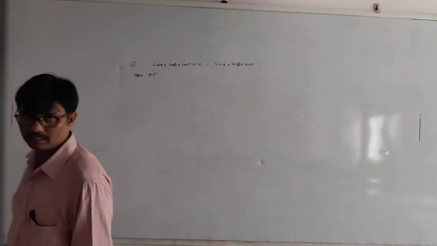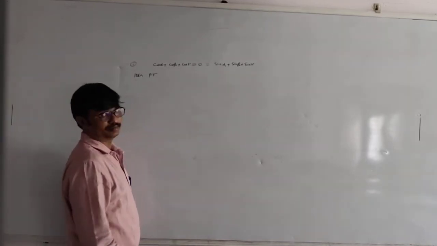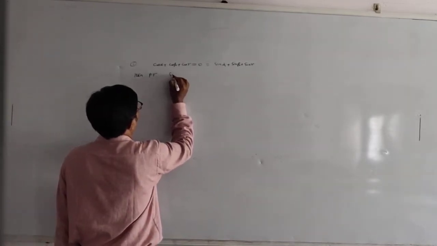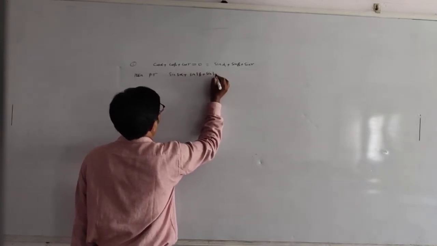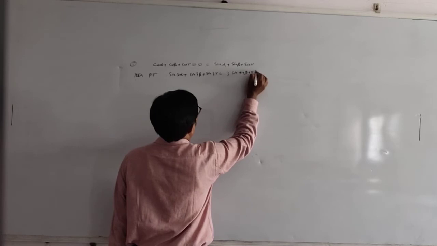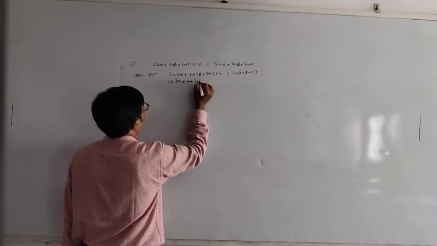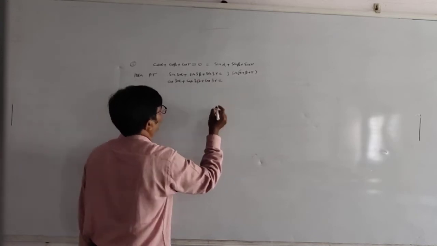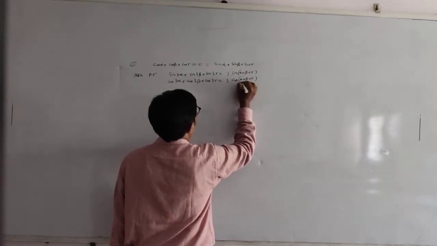Now students, the second question. If cos alpha plus cos beta plus cos gamma is 0, and sin alpha plus sin beta plus sin gamma is 0, then show that sin 3 alpha plus sin 3 beta plus sin 3 gamma equals 3 sin of alpha plus beta plus gamma, and cos 3 alpha plus cos 3 beta plus cos 3 gamma equals 3 cos of alpha plus beta plus gamma.